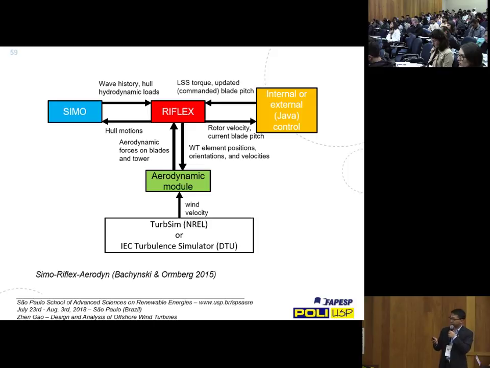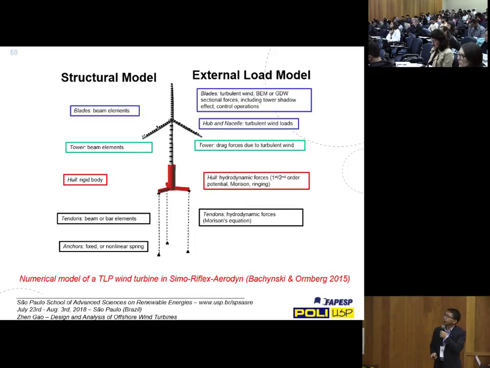So this is a typical structure of the software. Here I am showing some of the modeling and features in terms of structure and external loads. You decompose the structure into slender elements, typically beam elements, for blades, tower, and mooring lines, and then you consider the hull as a rigid body. You get the integrated hydrodynamic loads on the rigid body, and then you get loads from this code and solve the equation of motion under the wind and wave excitation in the time domain.